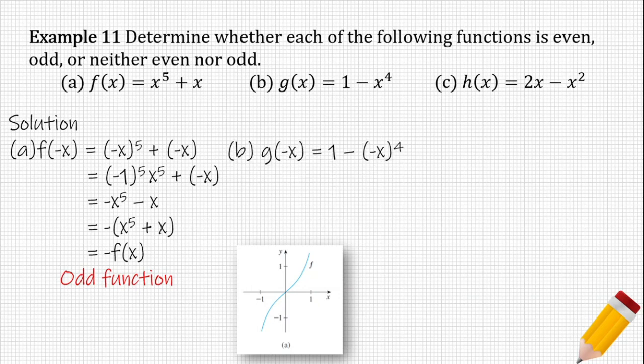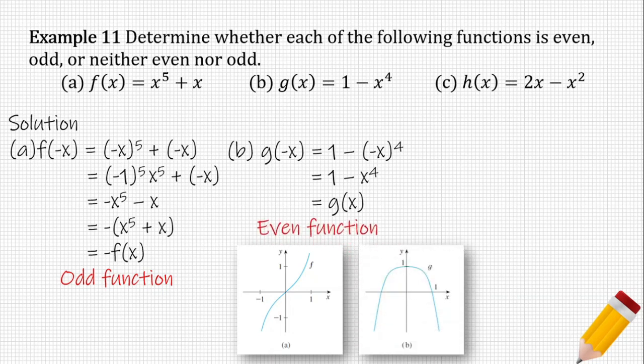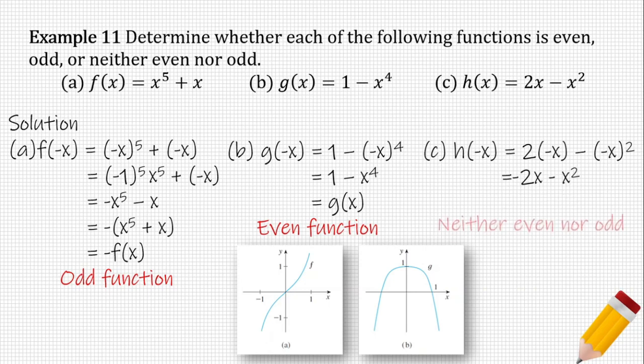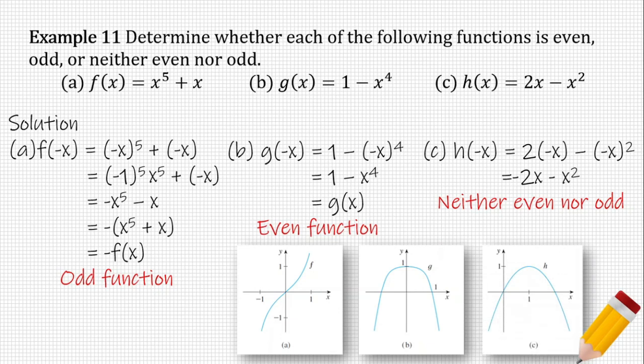For B, g(-x) = g(x), which is an even function. We can also prove that this is an even function through a graph. As you can see, the graph of the function is symmetric with respect to the y-axis. For C, h(-x) = -2x - x². Since h(-x) is not equal to h(x) and not equal to -h(x), we conclude that h is neither even nor odd. We can also prove this through a graph. Notice that the graph of h is symmetric neither about the y-axis nor about the origin.